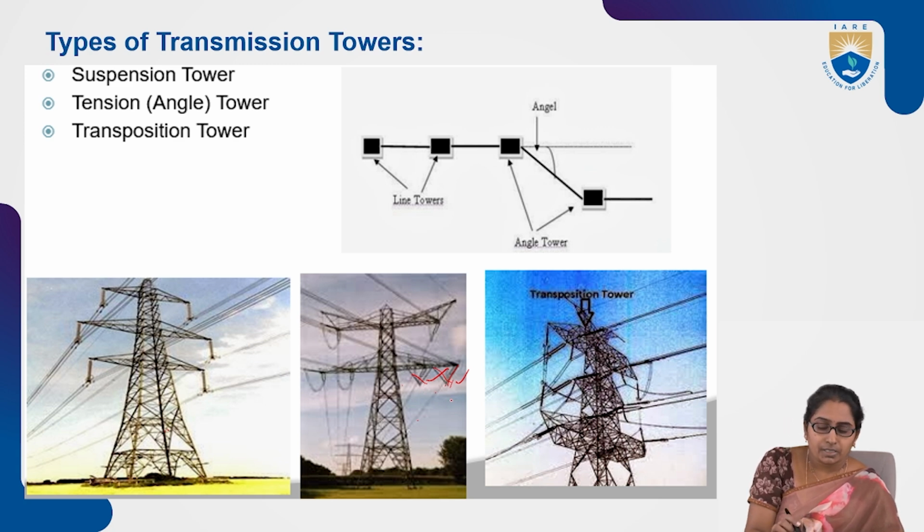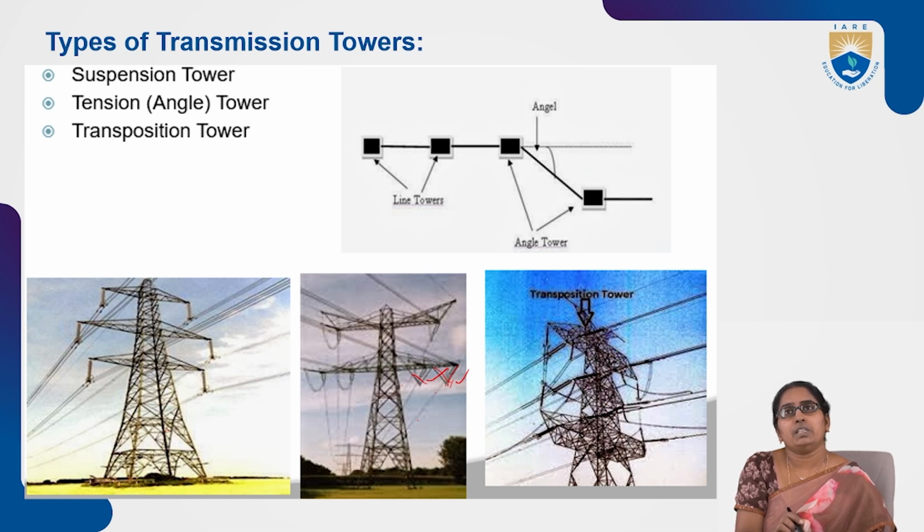Next, the transposition tower. We know what is meant by transposition. We have seen it in the first module, first unit. Transposition means the positions of the conductors are changed from time to time. Each conductor occupies the position of the other conductor. There are three positions, right? The total length L is divided into three parts. So three positions: position one, position two, position three.